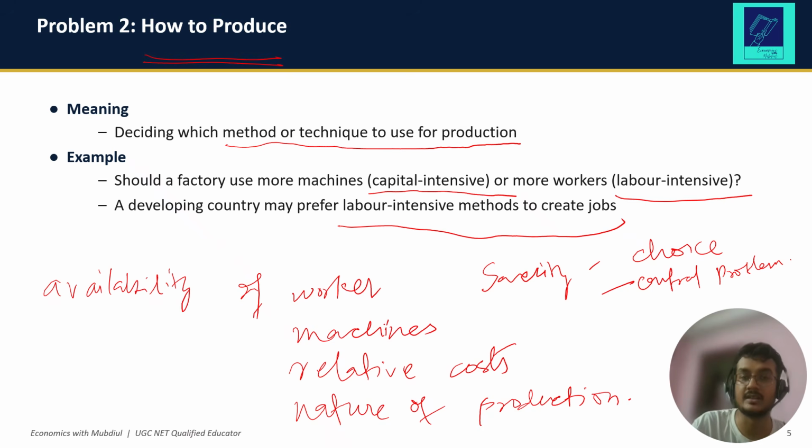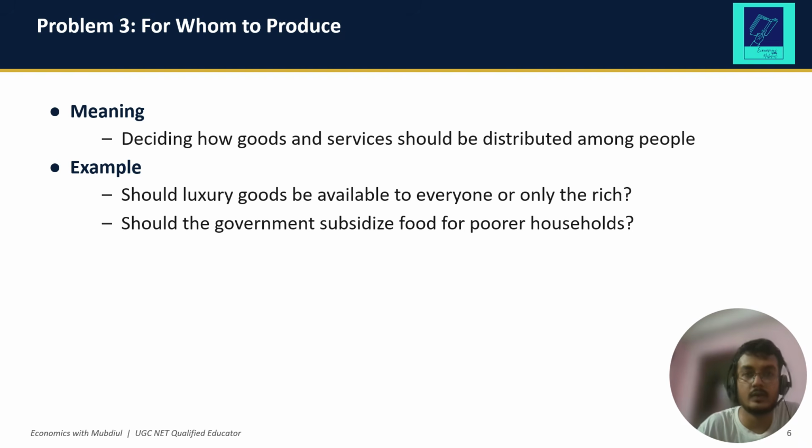So for your examination, remember this simple distinction. What to produce is equal to choosing the goods and services and their quantities. How to produce is choosing the production technique. And the two broad techniques discussed here are labor intensive and capital intensive. Labor intensive means relatively more workers, and capital intensive means relatively more machines or capital. We have answered two questions. What should we produce and how should we produce it?